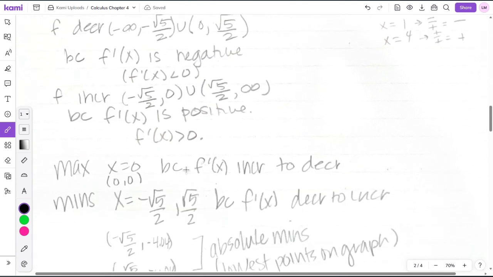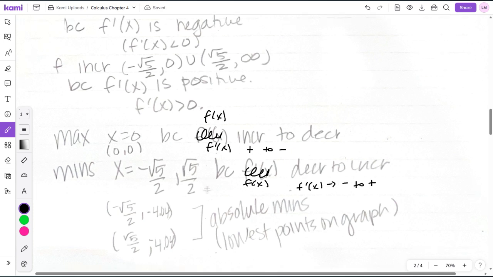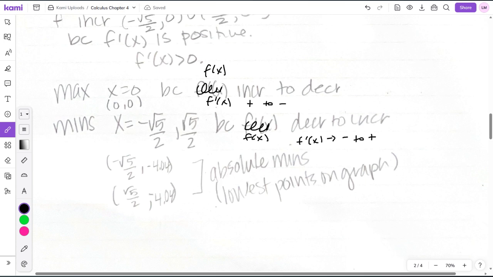I had a max at 0, 0 because my function goes from increasing to decreasing. My derivative goes from positive to negative. So my derivative on this one goes from negative to positive. All right. So these were absolute mins. You could graph it and check it, but these were absolute mins, lowest points on the graph. Okay.